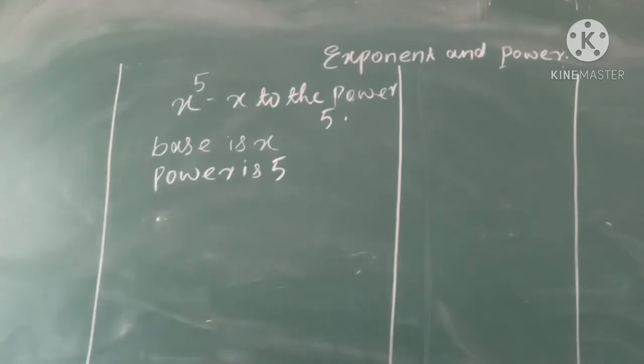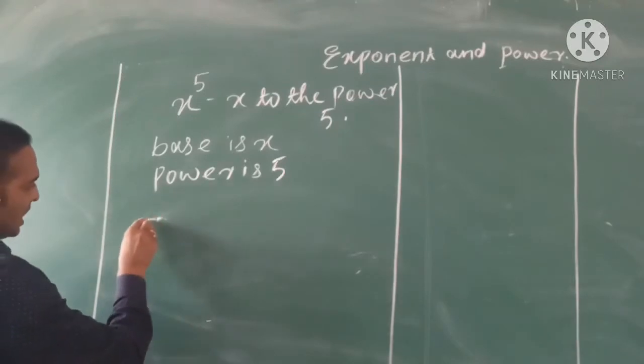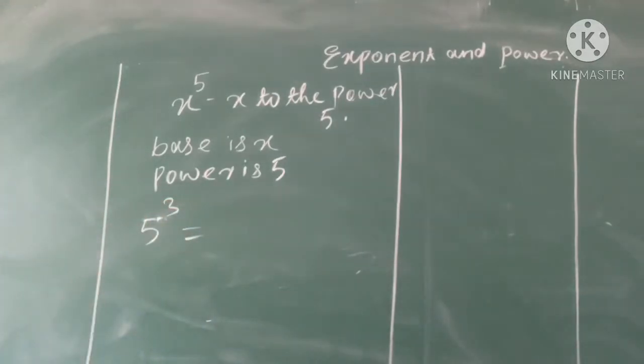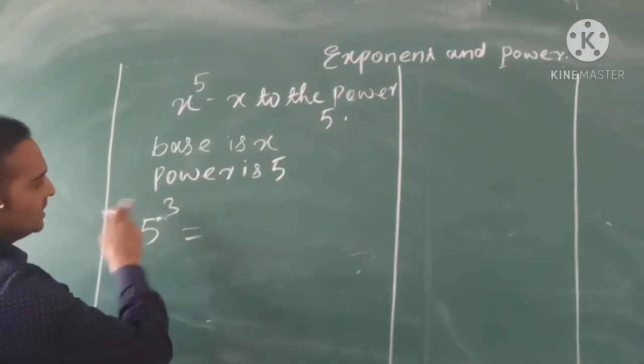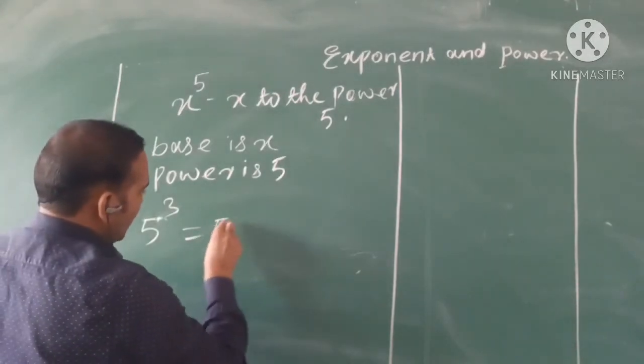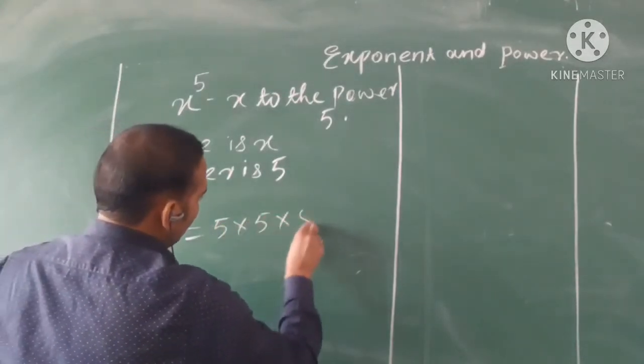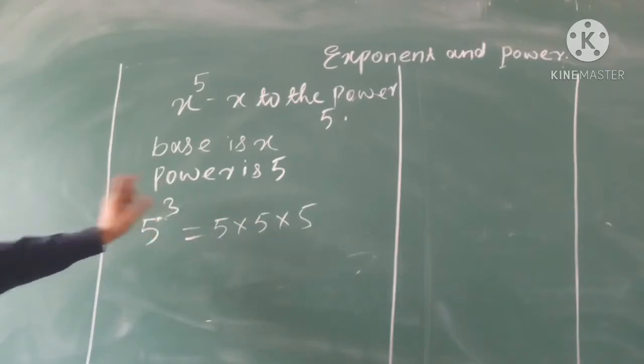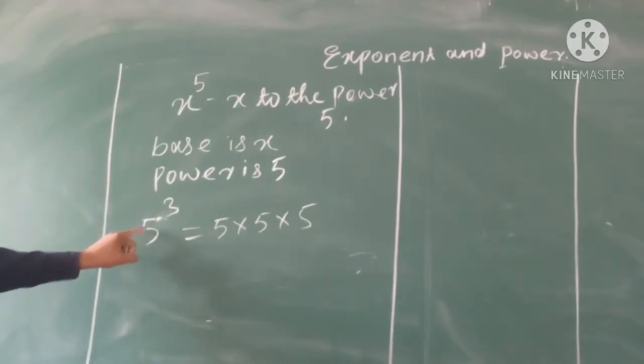Now what is the meaning of this exponent? Suppose I have written a number like this, 5 to the power 3, that is 5 is written 3 times, 5 into 5 into 5. And here base is 5 and exponent is 3. That is 5 to the power 3.